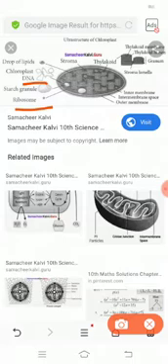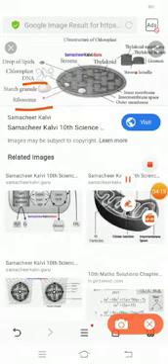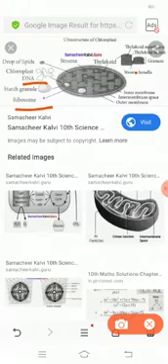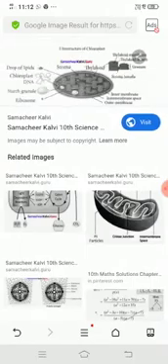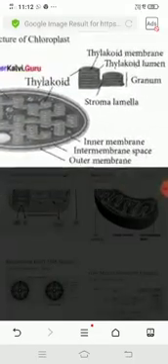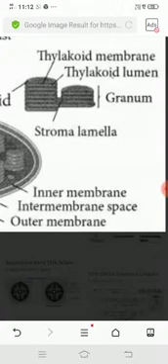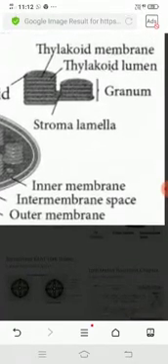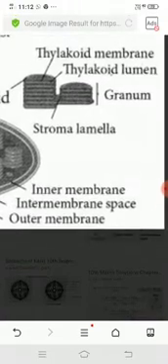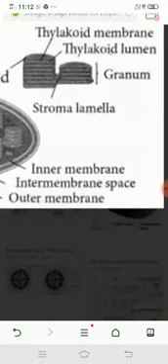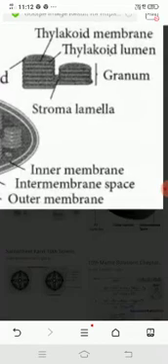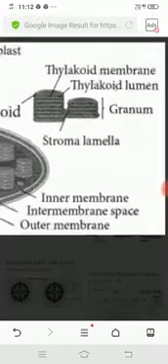Thylakoids consist of the thylakoid membrane. It encloses the thylakoid lumen. Thylakoid forms a stack of disc-like structures. Here you see this is the thylakoid membrane. It encloses the thylakoid lumen. It forms a stack of disc-like structure that is called grana.